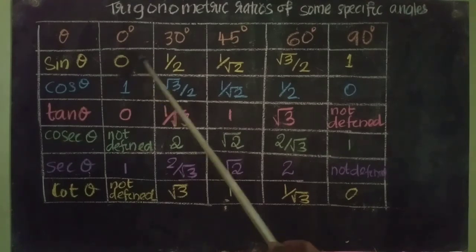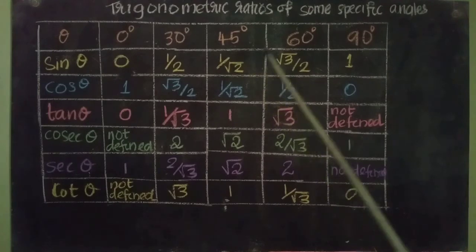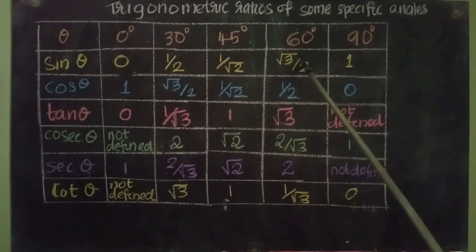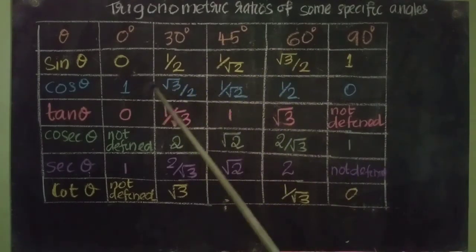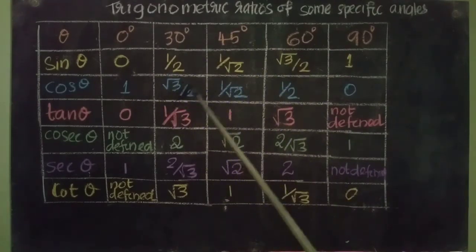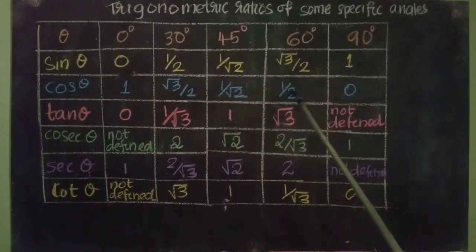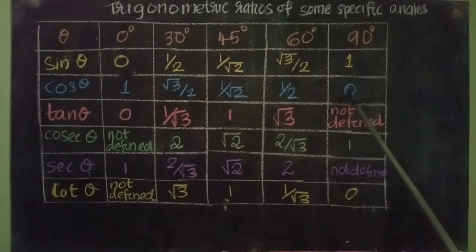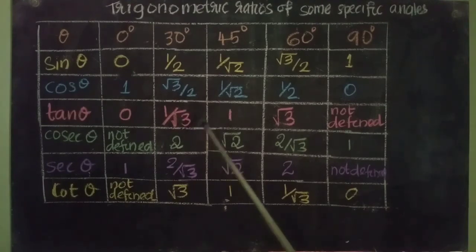Sin 0, 0. Sin 30, 1 by 2. Sin 45, 1 by root 2. Sin 60, root 3 by 2. Sin 90, 1. Cos 0, 1. Cos 30, root 3 by 2. Cos 45, 1 by root 2. Cos 60, 1 by 2. Cos 90, 0. Tan 0, 0. Tan 30, 1 by root 3. Tan 45, 1. Tan 60, root 3.